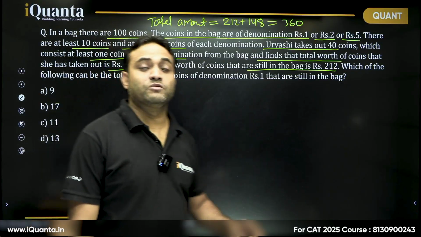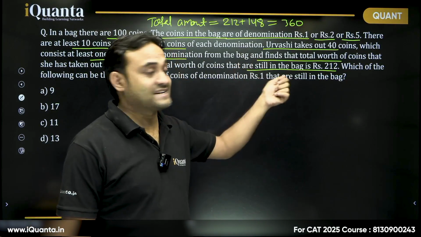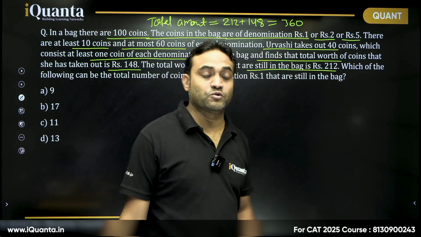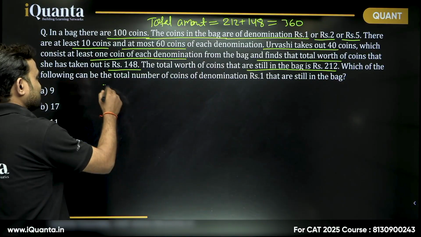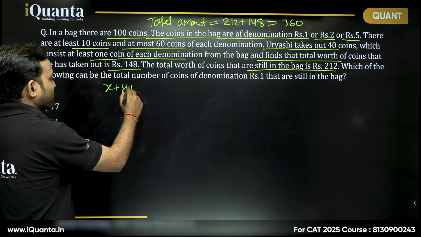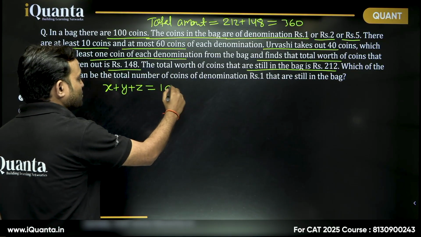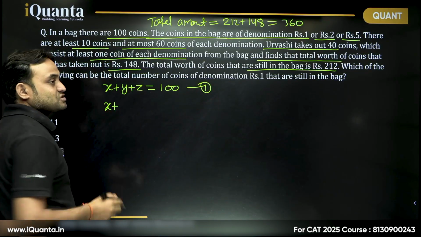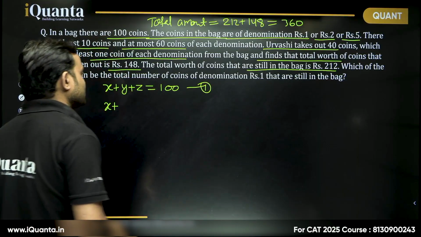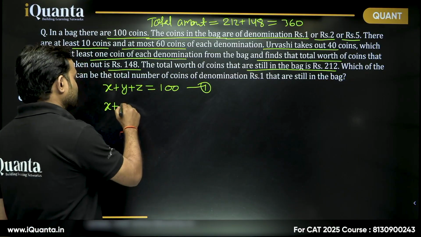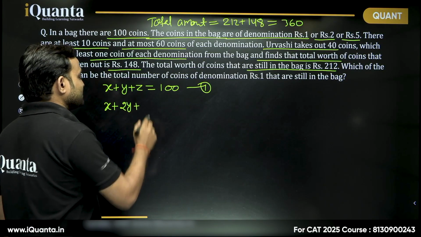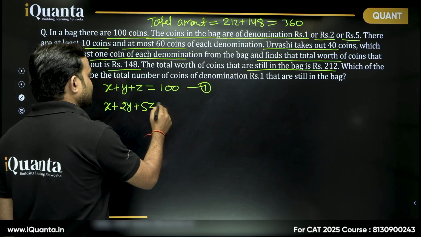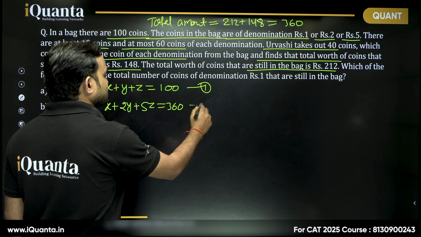Now let's say the number of coins of 1 rupee is X, the number of coins of 2 rupees is Y, and the number of coins of 5 rupees is Z. Can I say that X plus Y plus Z should be equal to 100, as well as the total values? So X coins of 1 rupee, value will be X rupees. Y coins of 2 rupees, the value will be 2Y rupees. Z coins of 5 rupees, value will be 5Z, and this should be equal to 360.